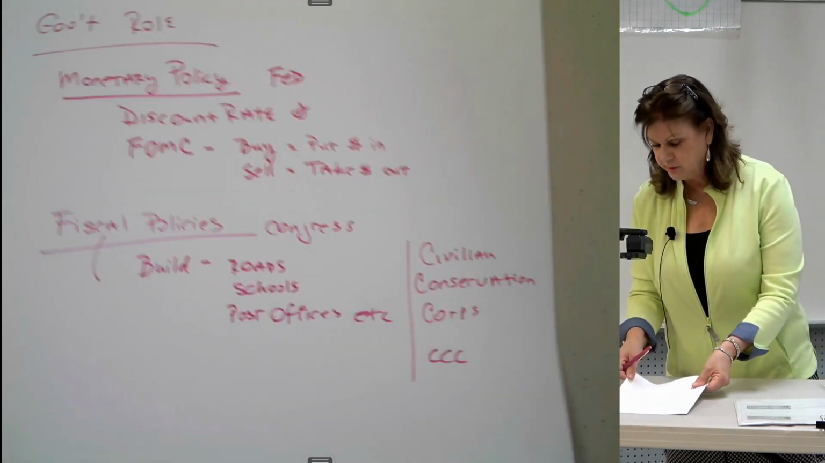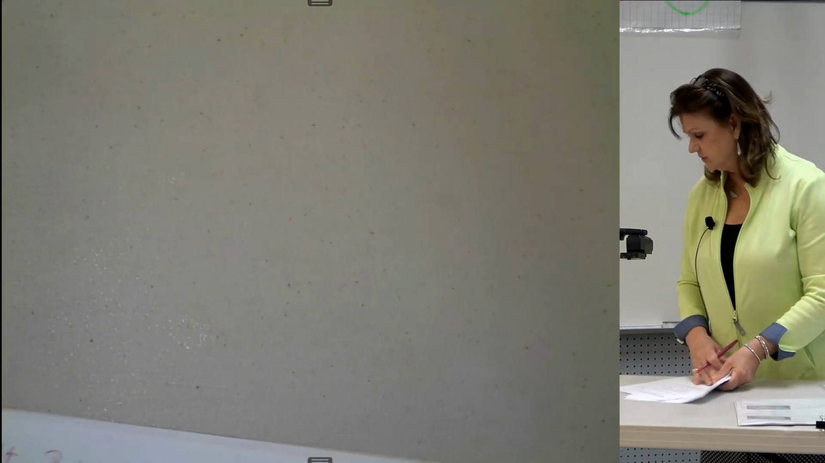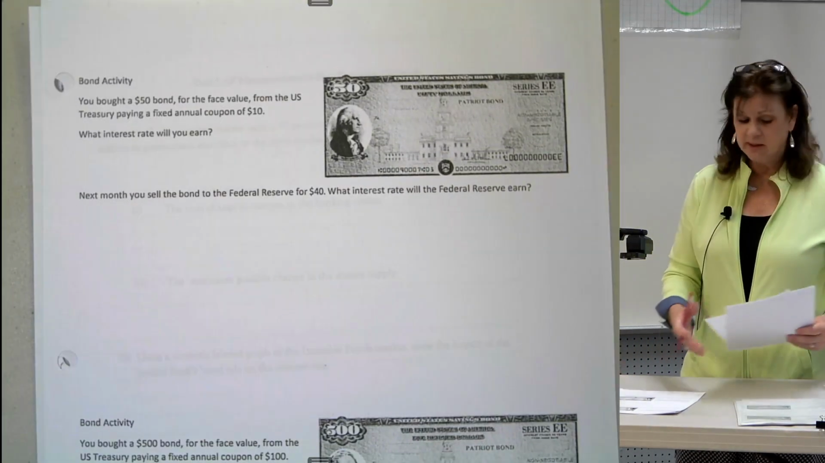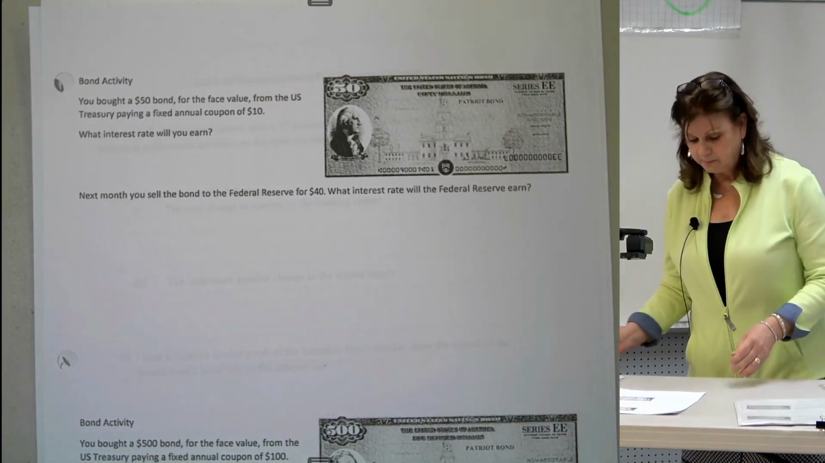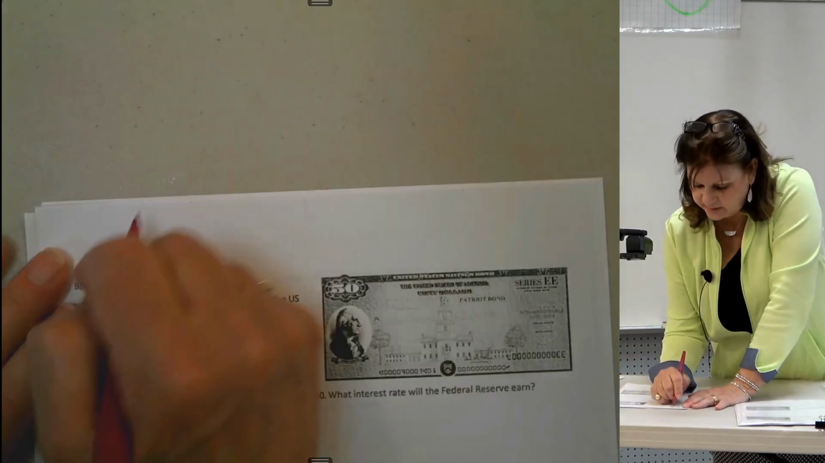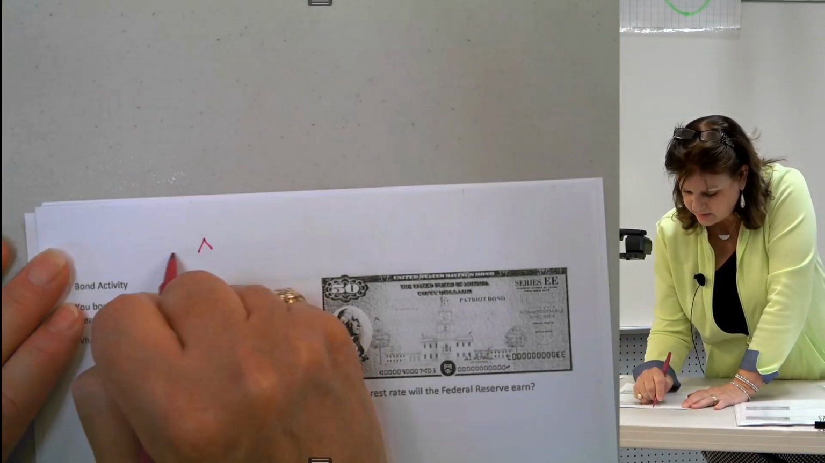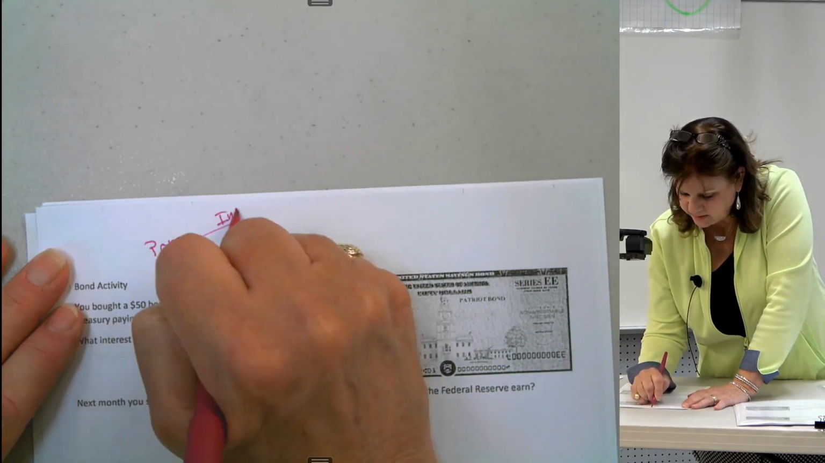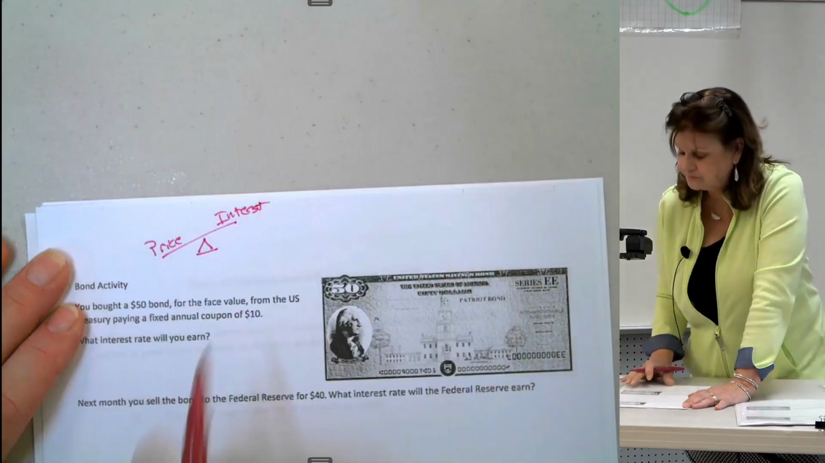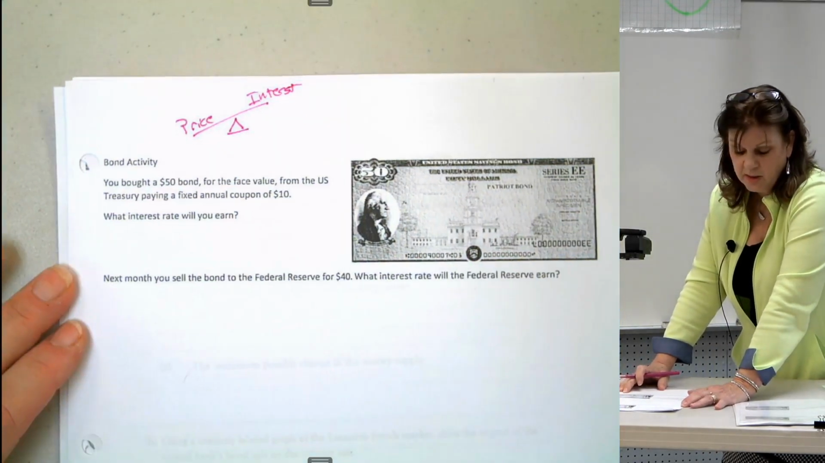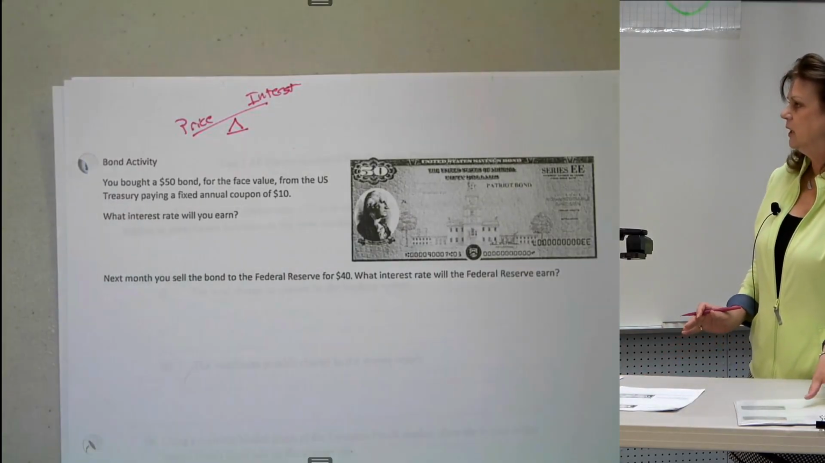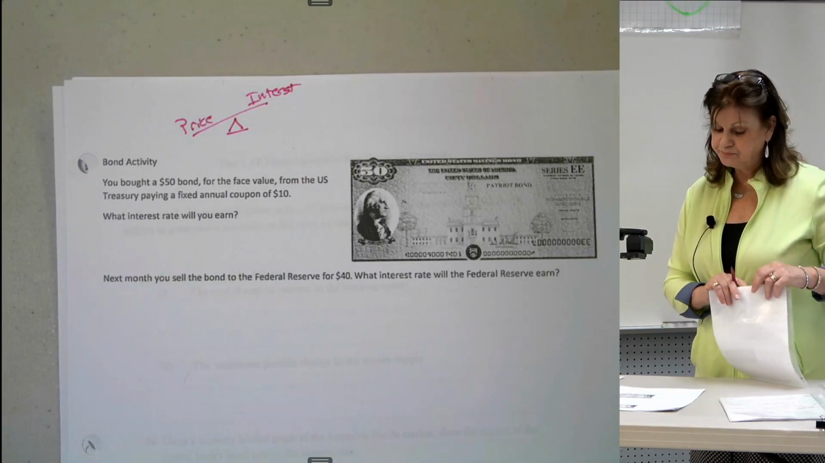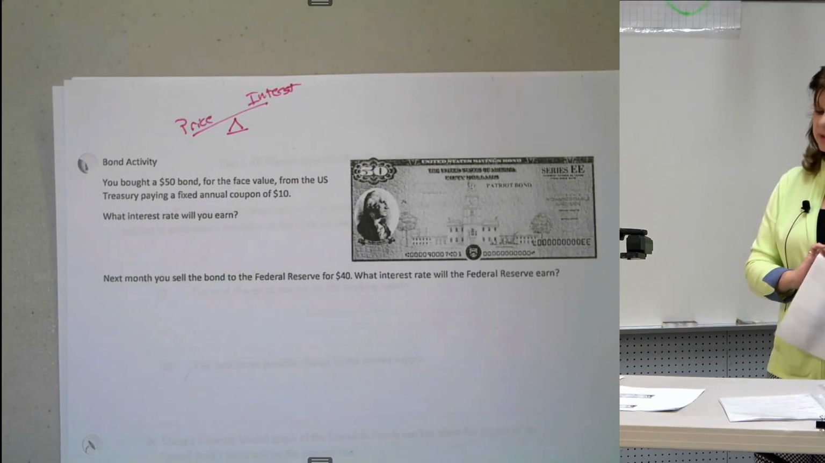So now what I want you to do, in the papers I sent you, I sent you a paper that looked like this, bond activity. Now remember, the price of a bond moves inversely to the interest rates. Okay? So we're going to kind of talk about that quickly. You bought a $50 bond at face value from the U.S. government, paying a fixed annual coupon of 10%.